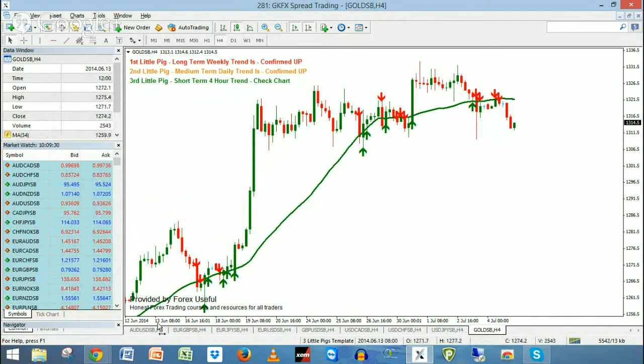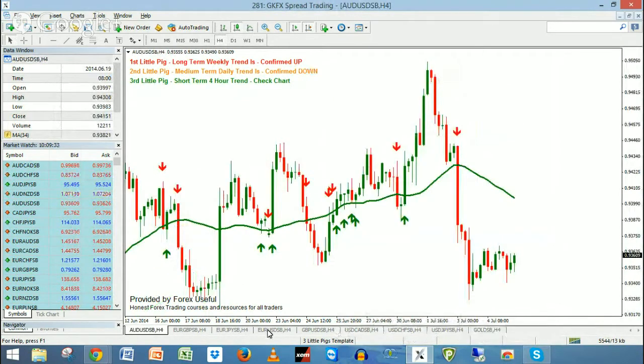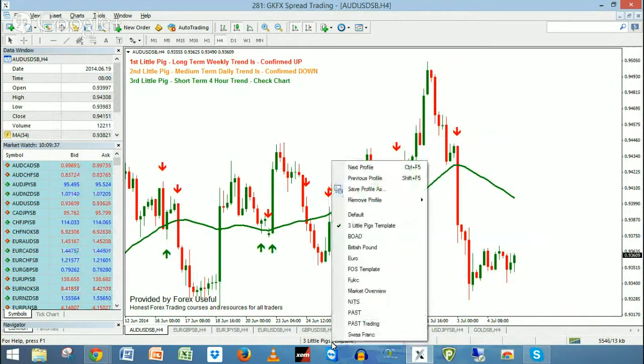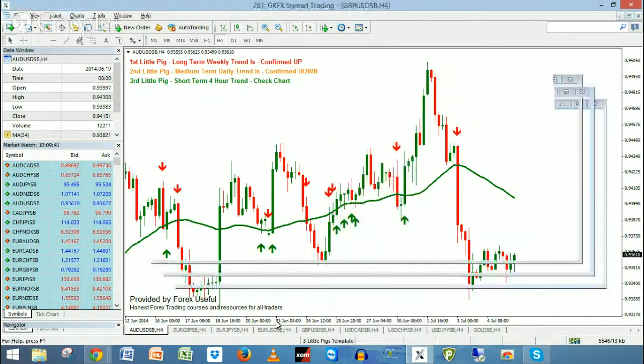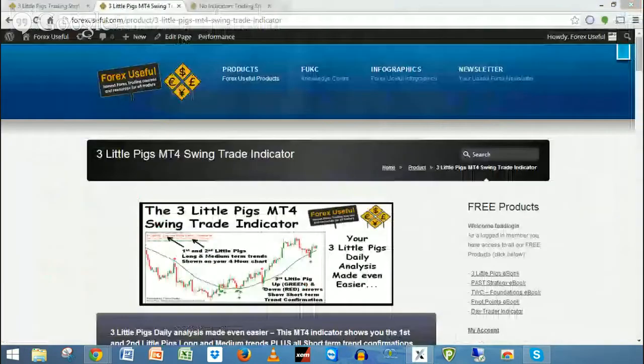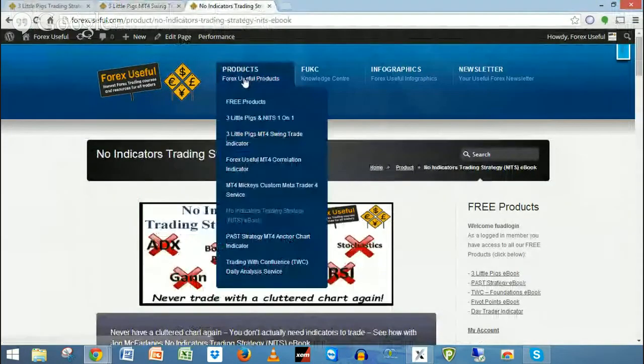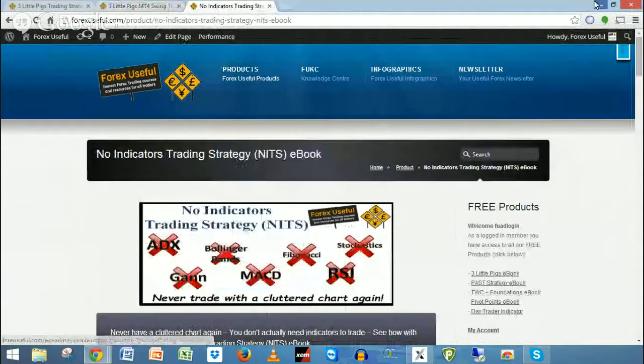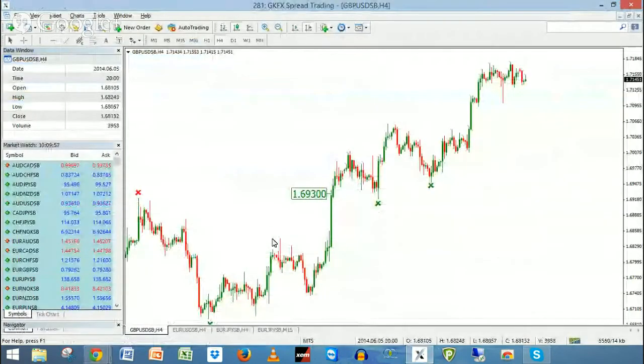And that's about it for 3 Little Pigs this week. While I just wait for questions to come through, two people emailed me and asked me to quickly look at No Indicators. This is the strategy that's also available on the website under products, the no indicators trading strategy. So I'll just pick up on that. There was an update in the newsletter, but here we go.